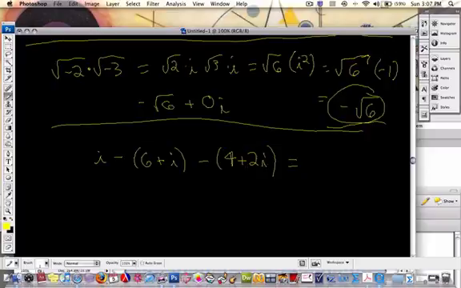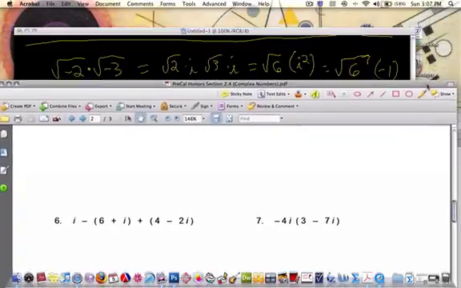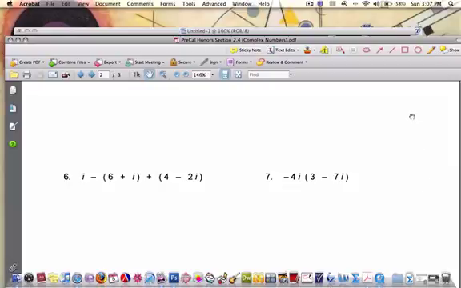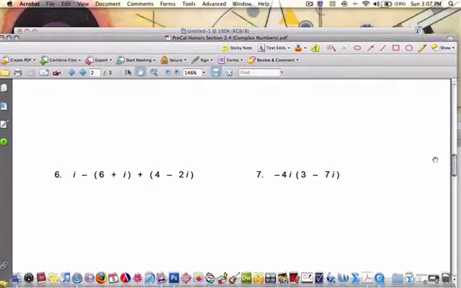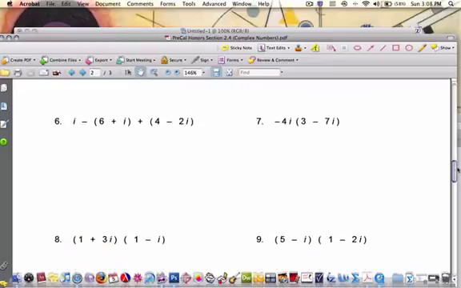Okay, if we're adding or subtracting complex numbers, just combine like terms. So i minus 6 minus i minus 4 minus 2i. i minus i is 0, so we end up with negative 10 minus 2i. So just combine like terms, real and imaginary, when you're adding or subtracting complex numbers. We're going to skip 7, that's just distributing. I think it's fairly obvious to see how that works.